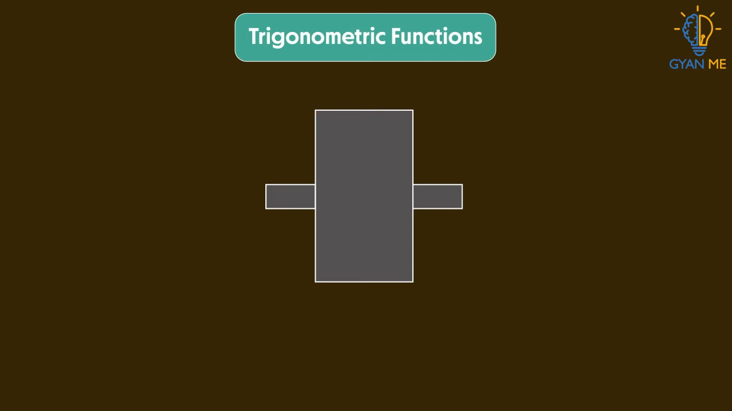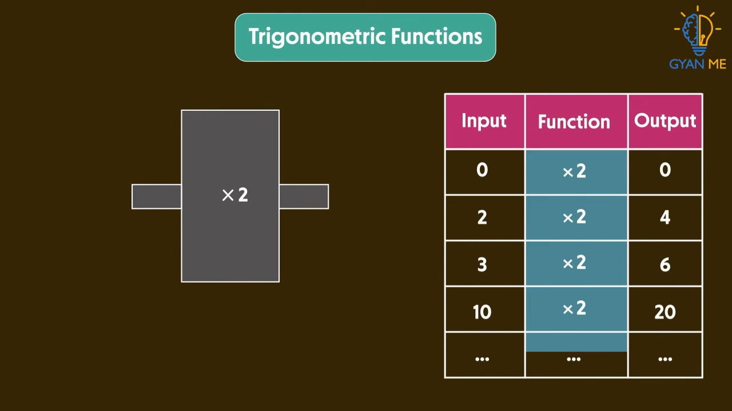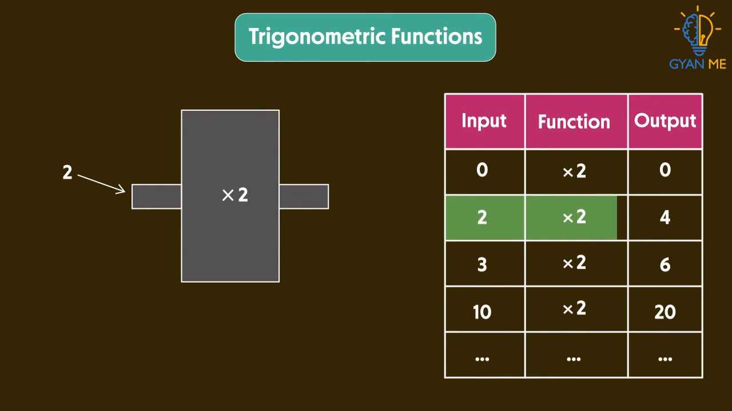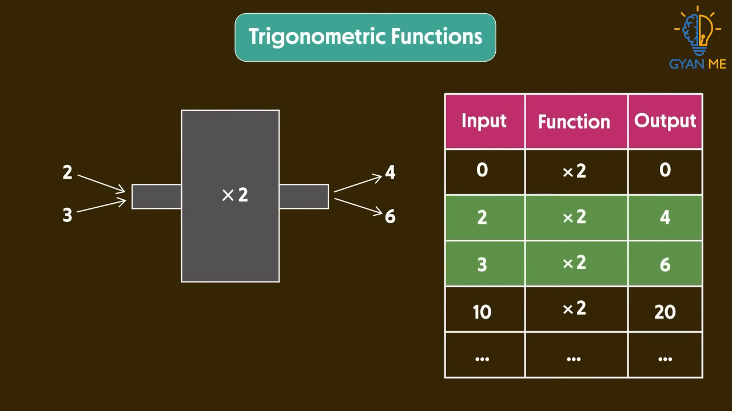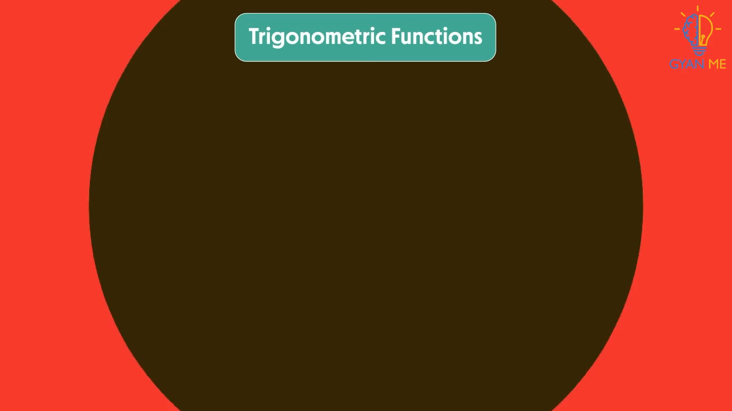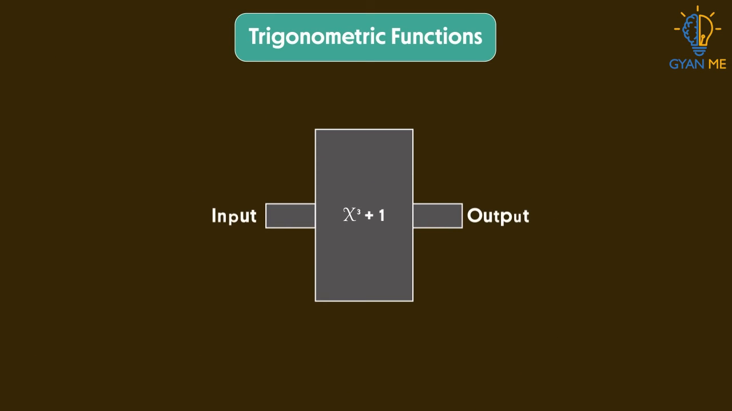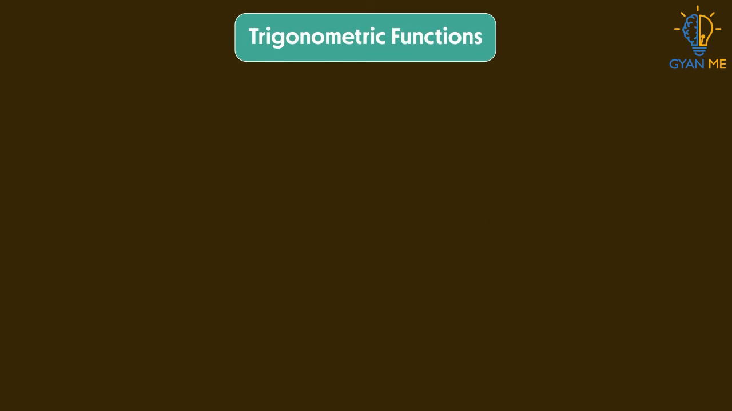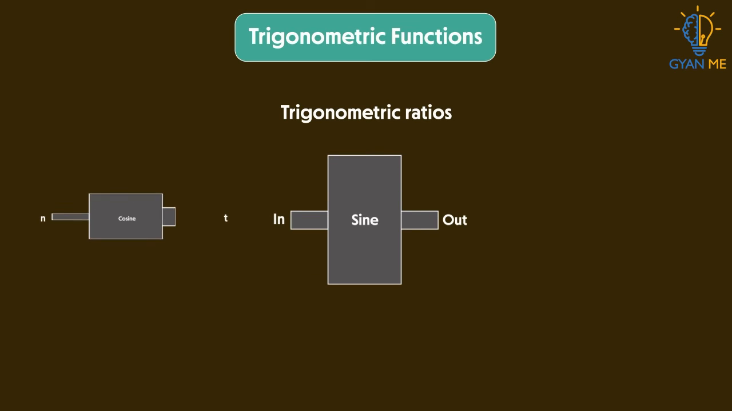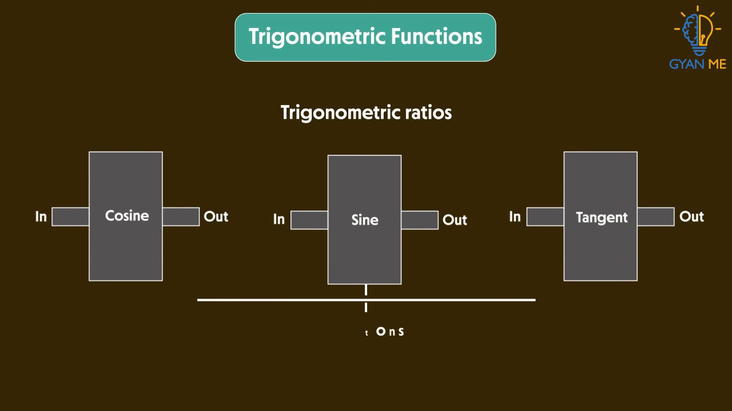Say, for example, we have a multiplication with 2 in this operation. So when the input is 2, the output will be 4. When I give 3 as input, the output will be 6, and so on. Some other examples are squaring, which is a function, x cube plus 1, which is also a function, or an operation that can be done on different values. Trigonometric ratios like sine, cosine, and tangent are also functions. And there are a lot more.